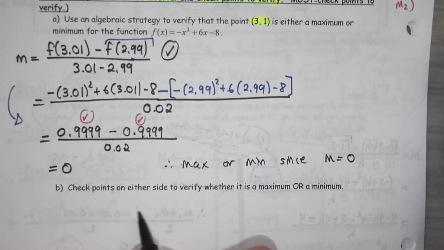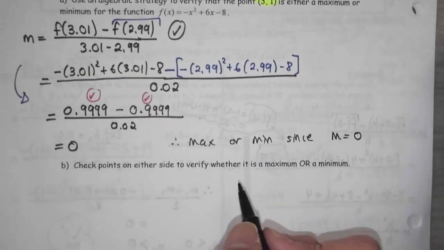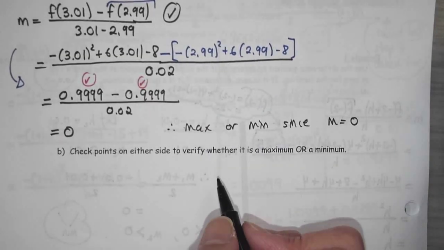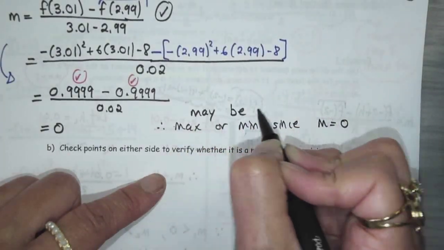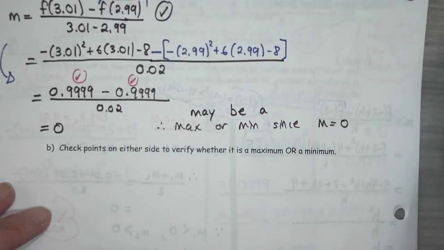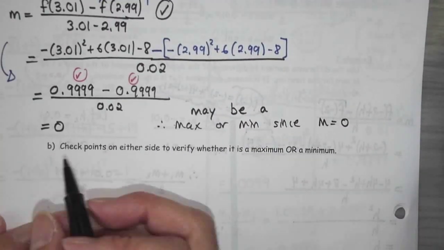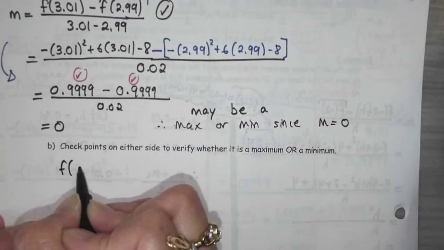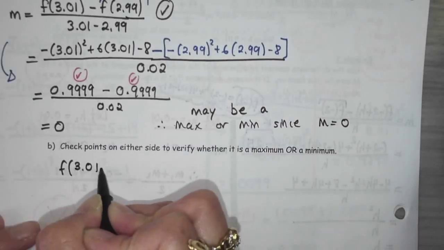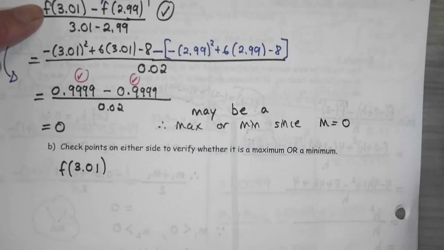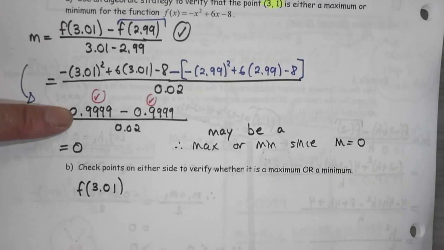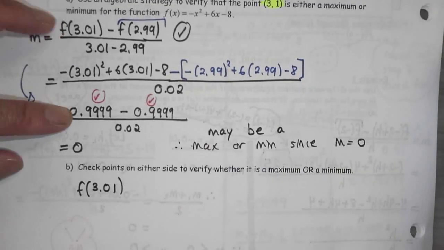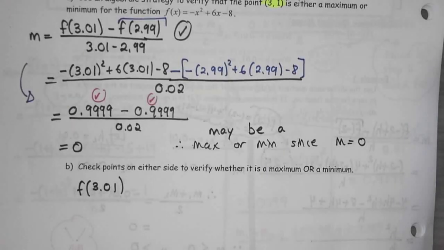So we're going to try F. Check points on either side to verify it's a max or min. So I'll say it may be a max or min since m equals 0, and we're going to check that. And then here, F at 3.01, which we have here, right? So again, use your calculation from above. We calculated 3.01, so we did it here. Again, it's not going to take more calculations. It just asks what part can I pull from.